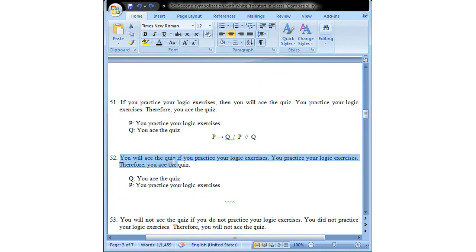Okay, cool. You will ace the quiz if you practice your logic exercises. You practice your logic exercises, therefore you ace the quiz. Q stands for you ace the quiz. P stands for you practice your logic exercises. Notice that the assignment here is different. Actually the order of presentation is different, but same bloody thing. You will ace the quiz if you practice your logic exercises. You practice your logic exercises, therefore you ace the quiz. Pay attention to the scheme of abbreviation, take your time, slash and double slash. You can imagine this is too small for next week's test, but still, it's a good warm-up.